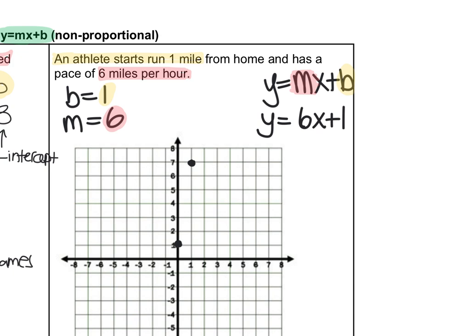Connect your points. I'm going to add an arrow. So I started 1 mile, I then ran 6 more, so I went up 6 to the right 1.